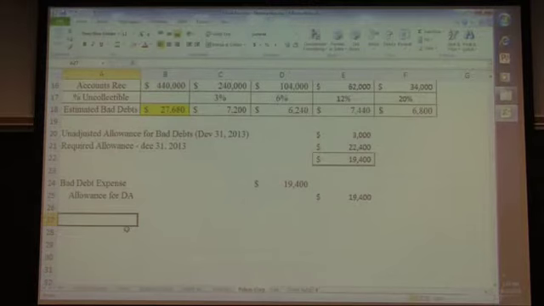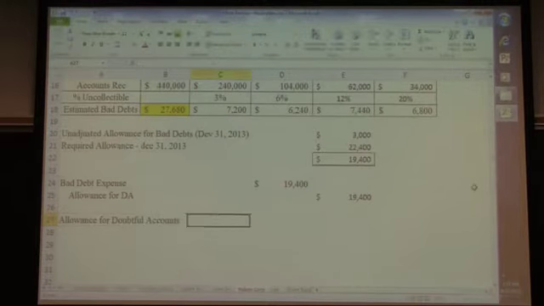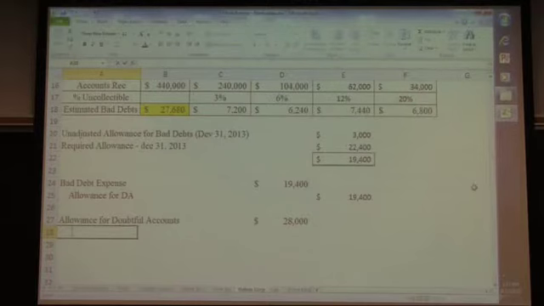Moving on, they ask you to record the write-off of uncollectibles in 2014 and also the recovery. In the question, they've mentioned that $28,000 in 2014 were written off. So when you're writing off, you would have to debit the allowance for doubtful accounts, and the amount is $28,000. And then you would need to credit the accounts receivable.